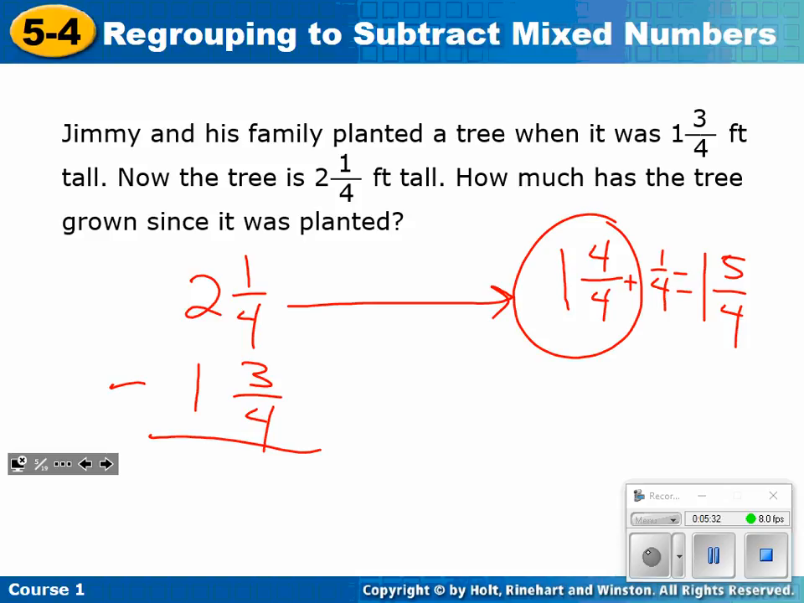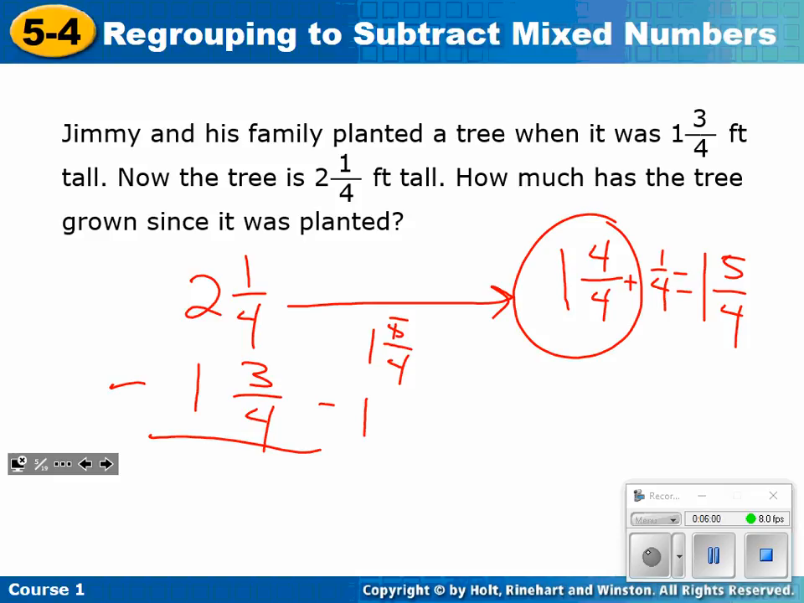So all I did was regroup this whole thing. All I did was regroup, make this 2 1/4 into a 1 5/4. Does that make sense to you? You see how we did that? We pulled that tool apart, used our muscles, and we ripped it apart. So now, by regrouping this, I have 1 5/4.